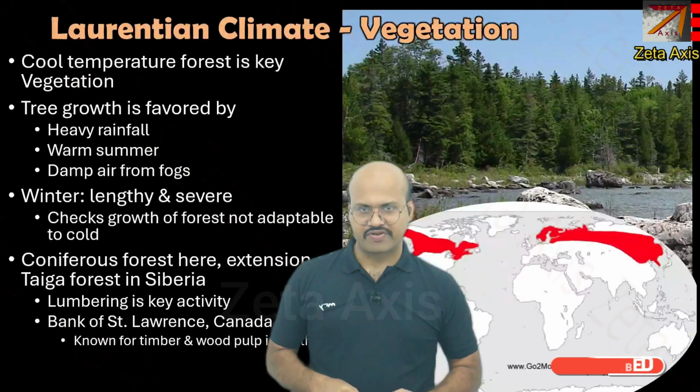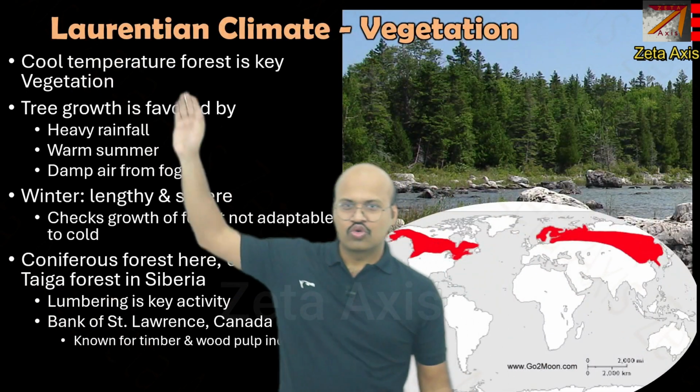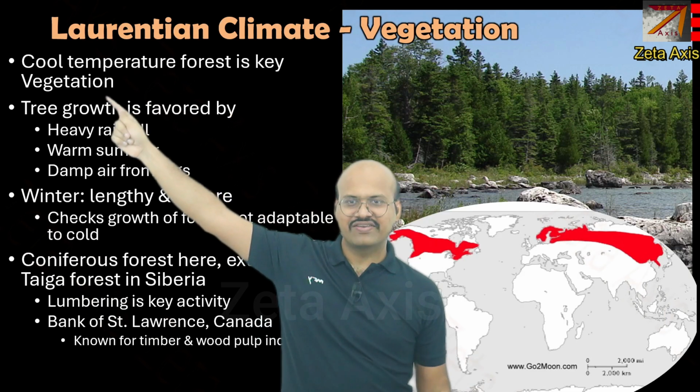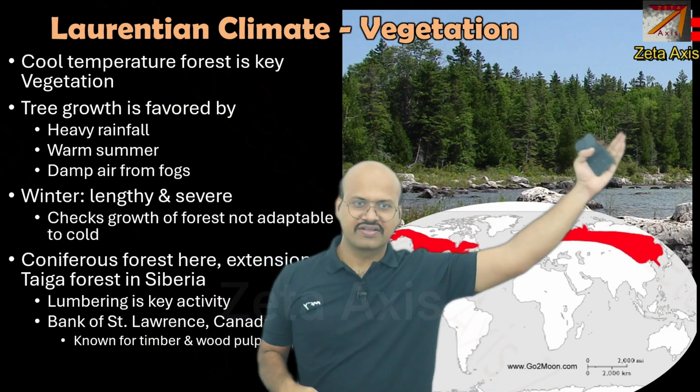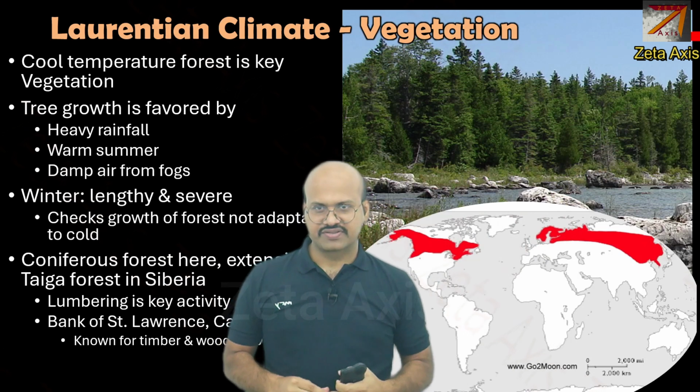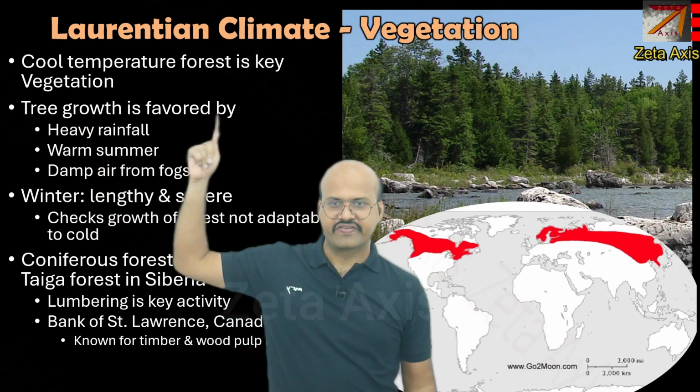Now let's see the natural vegetation in the Laurentian type of climate. Cool temperate forest is the key vegetation. Cool temperate forest means forest having the coniferous type of trees. Tree growth is favored by heavy rainfall.